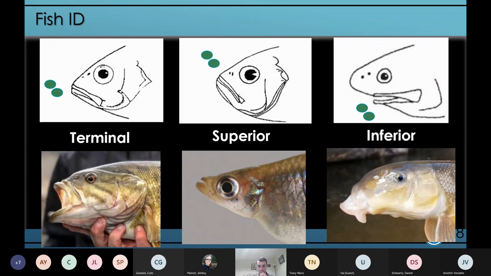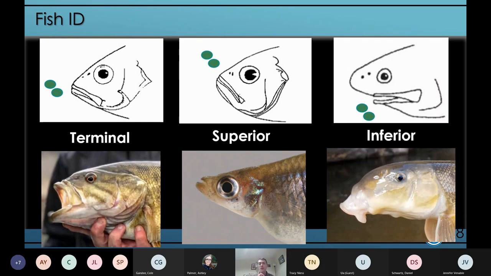Some fish, like the mosquito fish there in the middle, have a superior style mouth. That is a mouth that is curved upward. Those are fish that will eat animals that live above them. In the case of the mosquito fish, they eat mosquito larvae. Mosquito larvae live at the very top of the water level, so the fish come up from the bottom and snack on mosquito larvae living just at the water's surface.